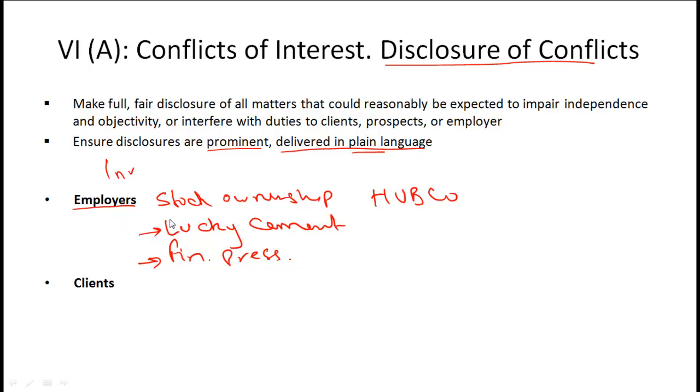Obviously there are other examples too, but what I have just given you represents some of the most commonly seen examples on the CFA exam. Now, what sort of disclosures must you make to your clients? Here again, stock ownership is important. If you are making recommendations to your clients, you need to disclose whether you own some of those securities that you are recommending.